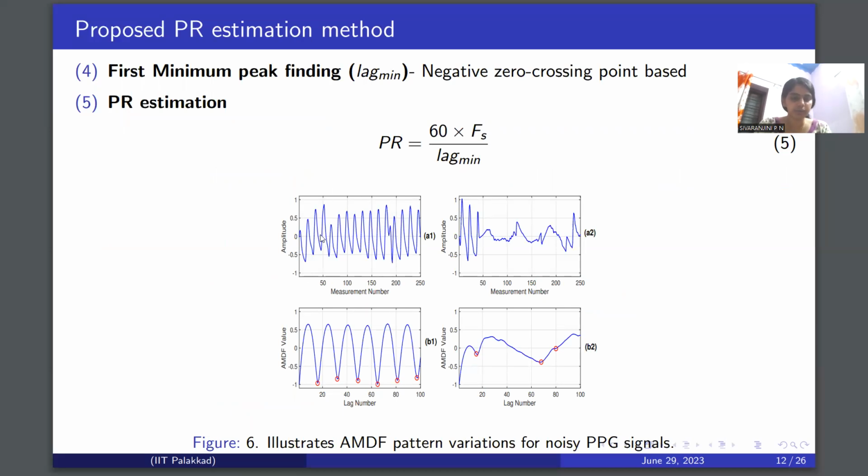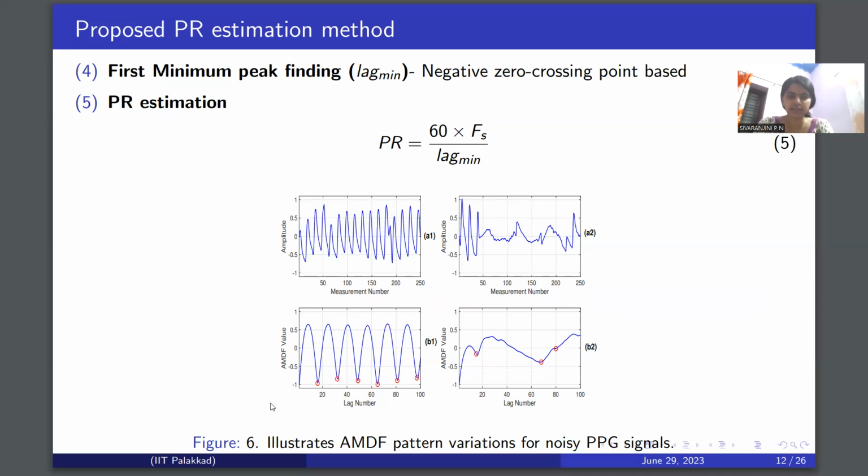The fourth step is the minimum peak finding, as shown in this figure. For a PPG signal as shown in A1, the AMDF is computed as B1, and the first minimum peak of the AMDF is found in the study using the negative zero crossing point based method. From this minimum lag, the pulse rate is estimated as PR equals 60 times Fs divided by lag.